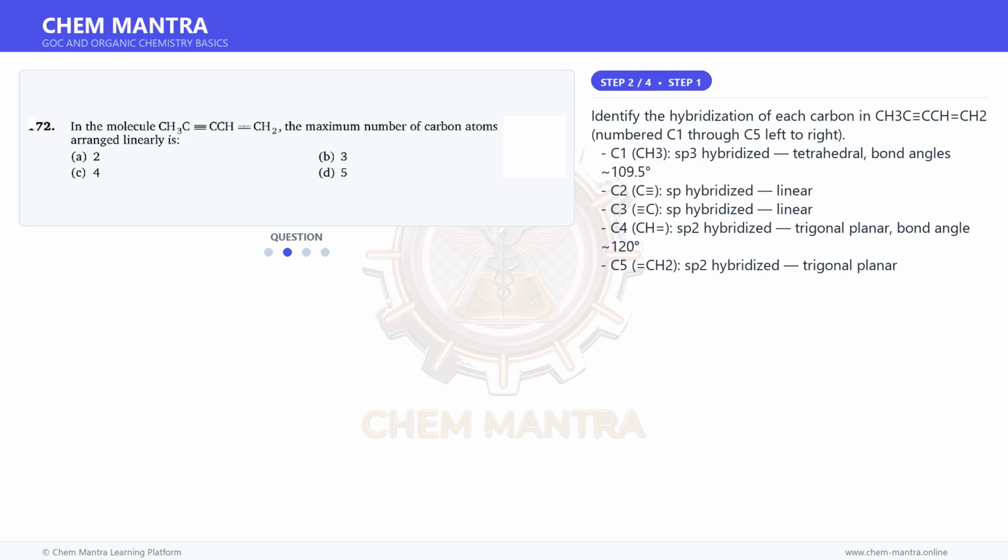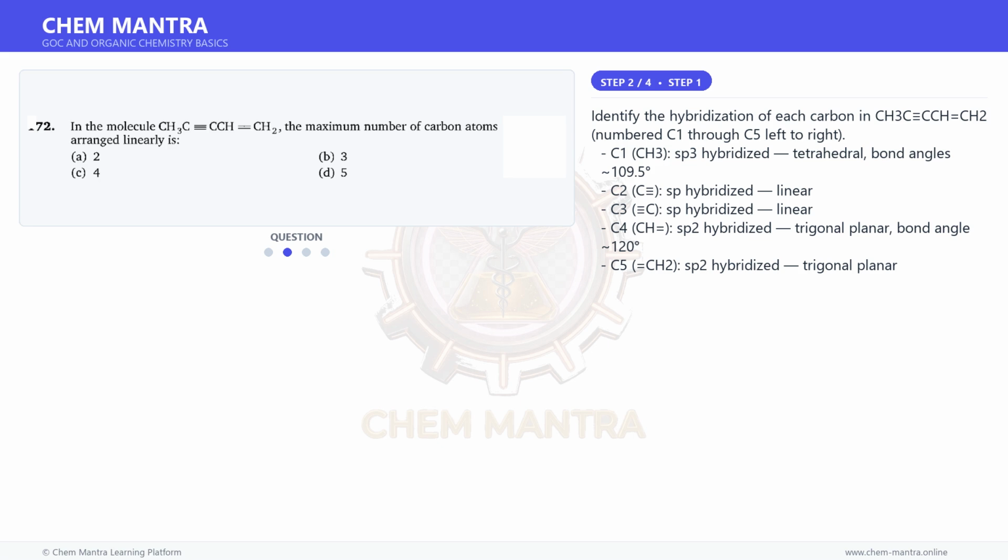Moving on to the next step. Identify the hybridization of each carbon in CH3-C≡C-CH=CH2, numbered C1 through C5 left to right. C1, CH3, sp3 hybridized, tetrahedral, bond angles 109.5 degrees. C2, C, sp hybridized, linear.